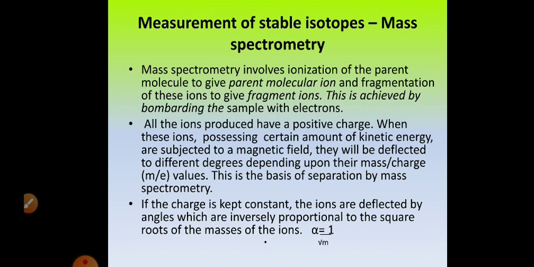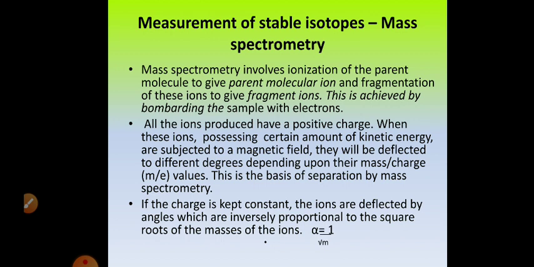When these ions possessing a certain amount of kinetic energy are subjected to a magnetic field, they will be deflected to different degrees depending upon their mass to charge ratio, that is, m by e values. This is the basis of separation by mass spectrometry. Now, how are they separated, how are they identified, or how are they measured?